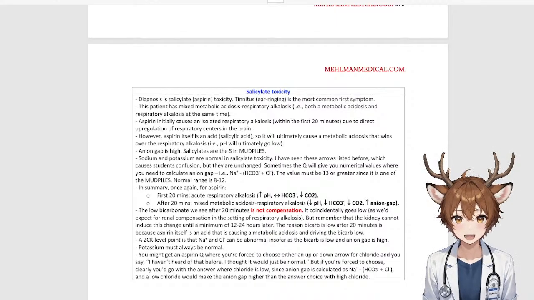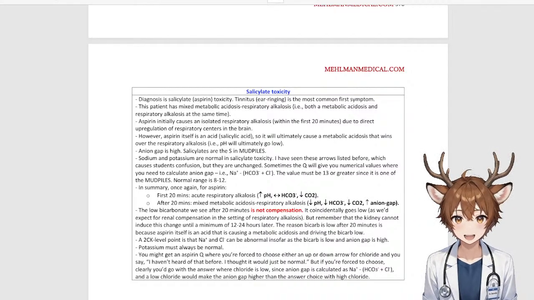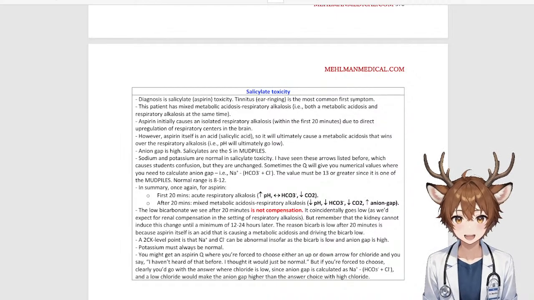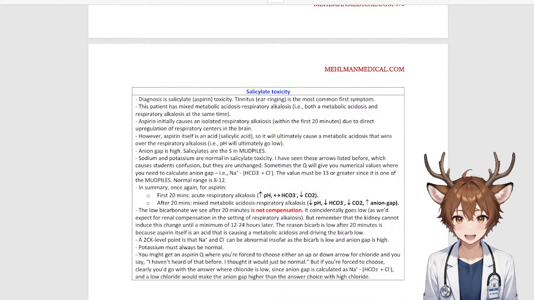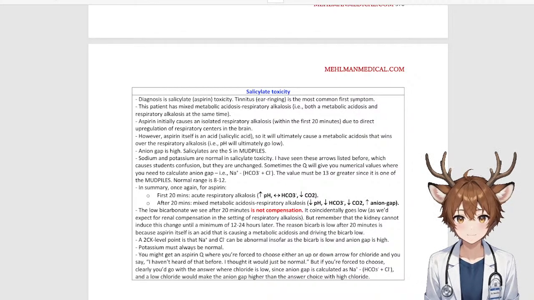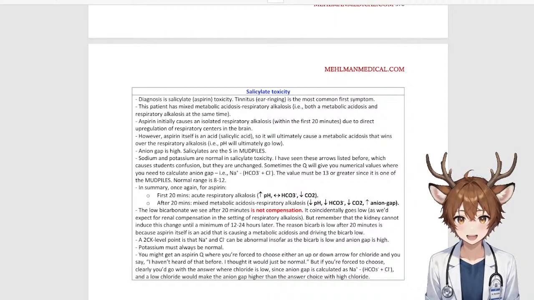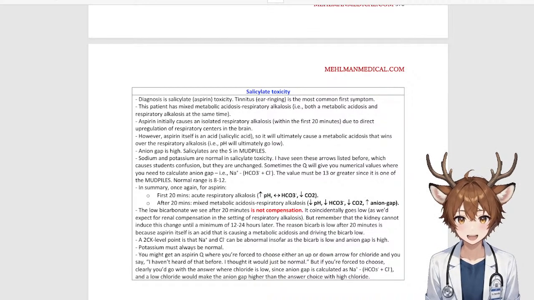In summary, once again, for aspirin, first 20 minutes: acute respiratory alkalosis, elevated pH, normal bicarb, low CO2. After 20 minutes: mixed metabolic acidosis and respiratory alkalosis, low pH, low bicarb, low CO2, elevated anion gap. The low bicarbonate we see after 20 minutes is not compensation. It coincidentally goes low, as we'd expect for renal compensation in the setting of a respiratory alkalosis. But remember that the kidney cannot induce this change until a minimum of 12 to 24 hours later. The reason bicarb is low after 20 minutes is because aspirin itself is an acid that is causing a metabolic acidosis and driving the bicarb low.